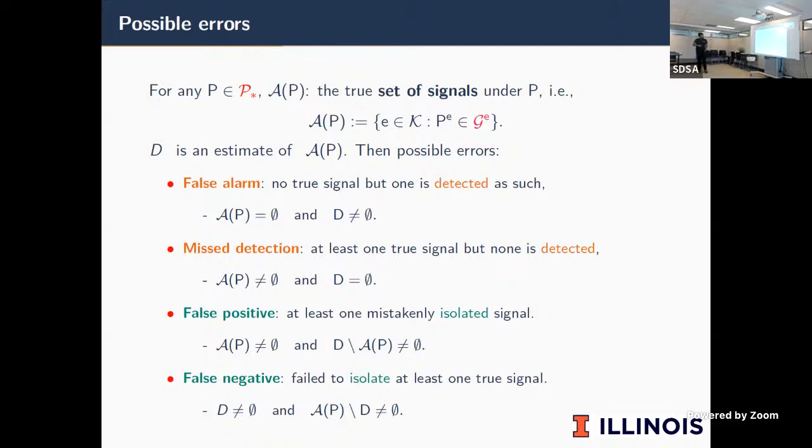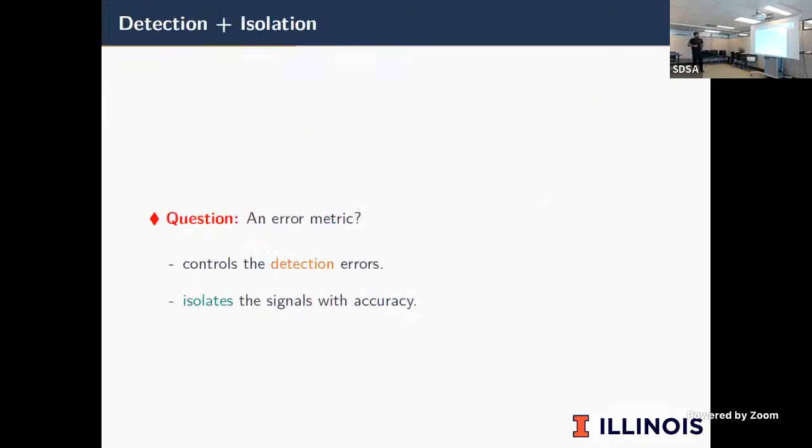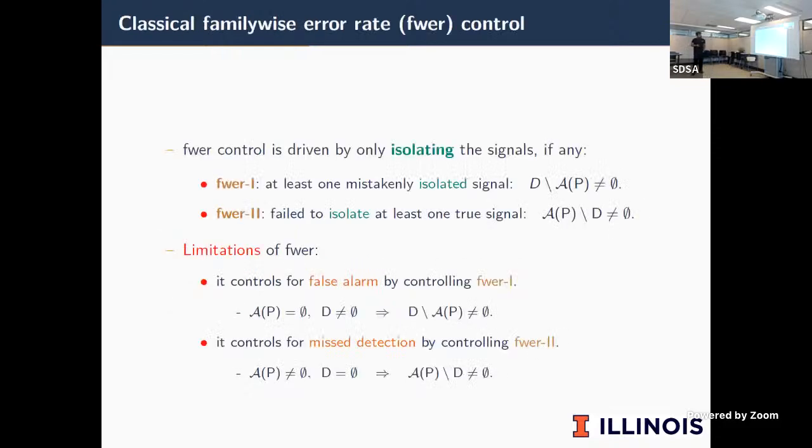All right, so I will call this the detection error, and this is called the isolation error. Why? Because this comes from the task of detection, and this comes from the task of isolation. So the main question is, can we have an error metric that controls the detection error and also isolates the signal with accuracy? A possible answer is the classical family-wise error rate control, which is driven by isolating the signals. Family-wise error rate 1 means D minus A_P is not equal to the empty set, and 2 means A_P minus D is not equal to the empty set. So at least one false positive, at least one false negative.